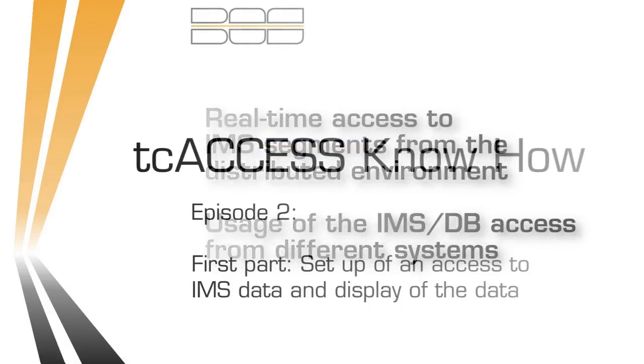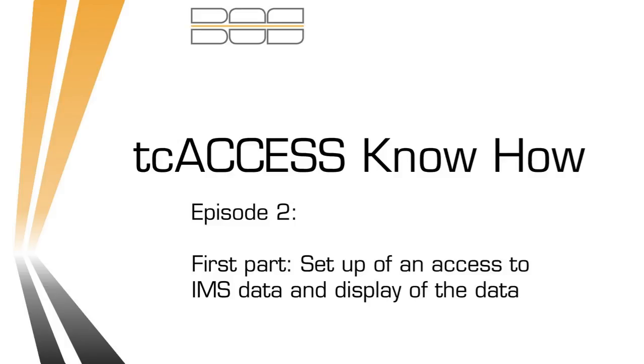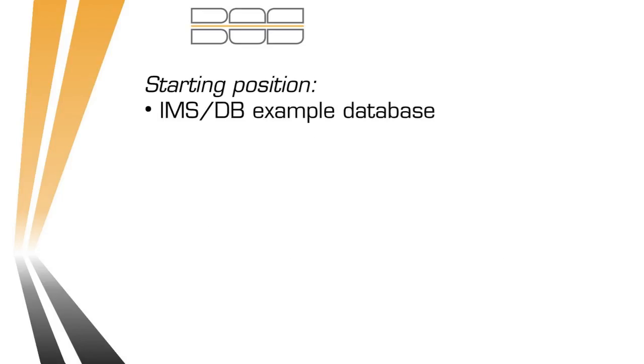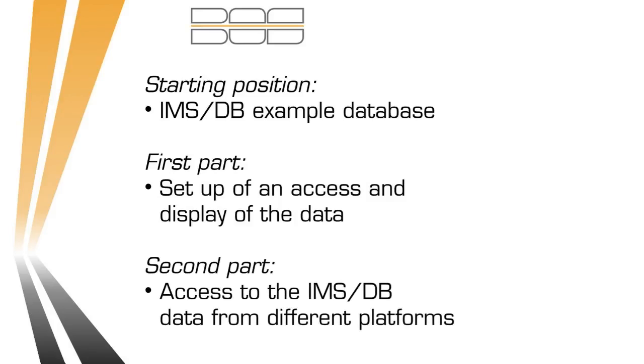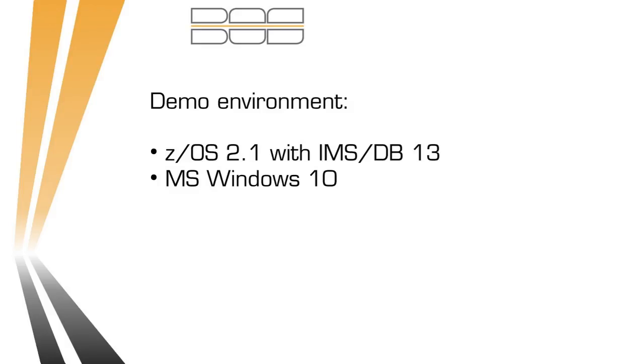Today we show the setup of an access to IMS segments. The second part will be about the usage of this data from different segments. Our starting position is an IMS database with a number of segments. The first part of the video explains the access to the segments and the display of the data on a Windows PC. The second part shows how this access can be used by different platforms. Our demo environment has a z/OS 2.1 with an IMS v13 and a Windows 10 with tcXS.